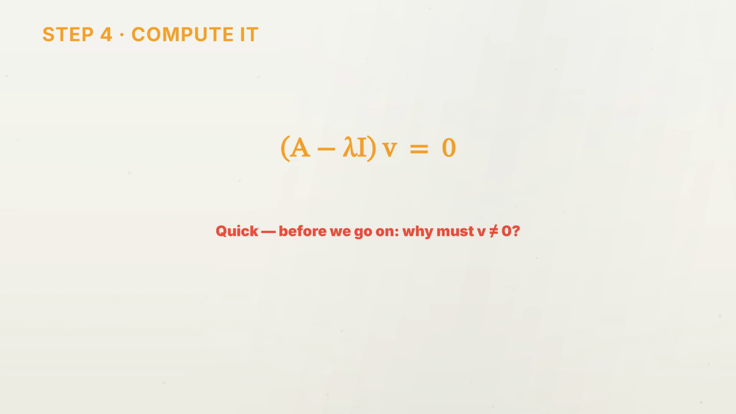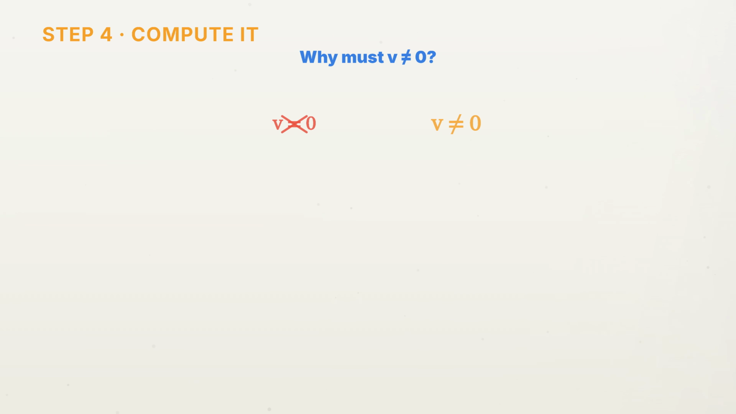Quick, before we go on, why must V not be 0? Think about it for a second. The answer unlocks the whole derivation. If V were 0, every lambda would work. Every number would be an eigenvalue, and the word would mean nothing. So V must be non-zero. And then this matrix has to send a non-zero vector to 0.